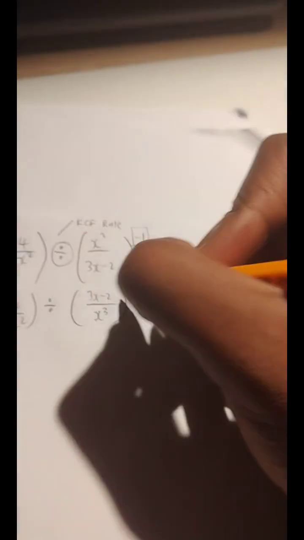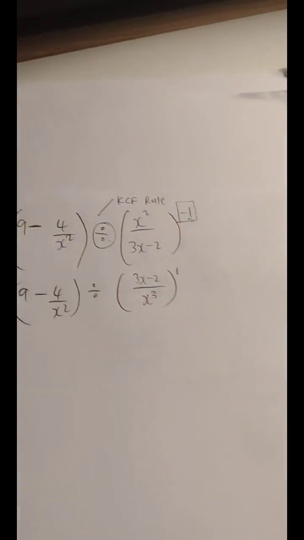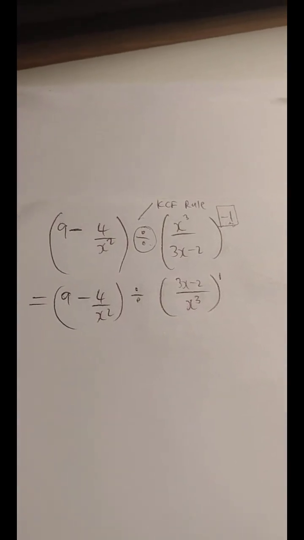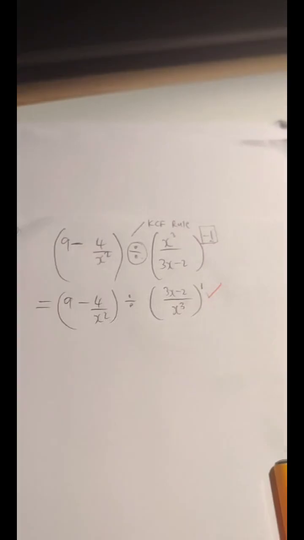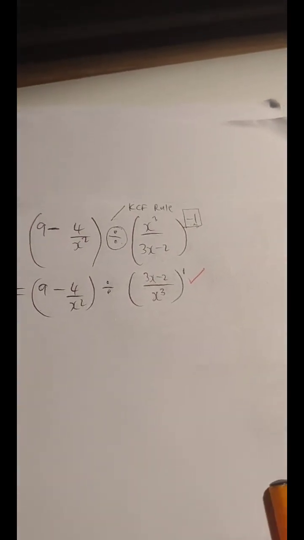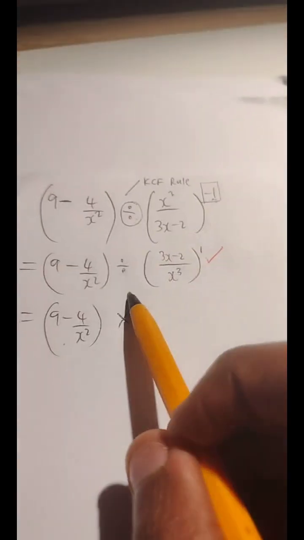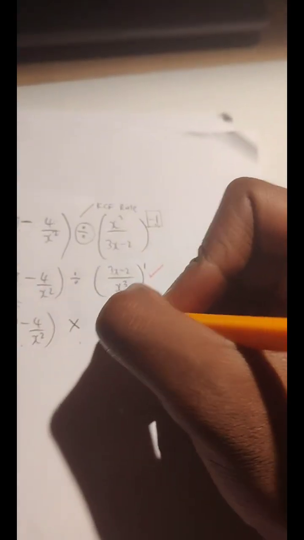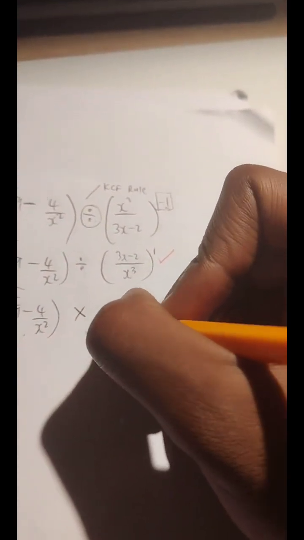We change the exponential sign that was negative to now positive. Does that make sense? That's step number 1. Obviously, I think they would definitely give me a mark for this, wouldn't they? Okay, then 9 minus 4 over x squared. I keep this, I change the divide to multiply, and then I flip the fraction again.